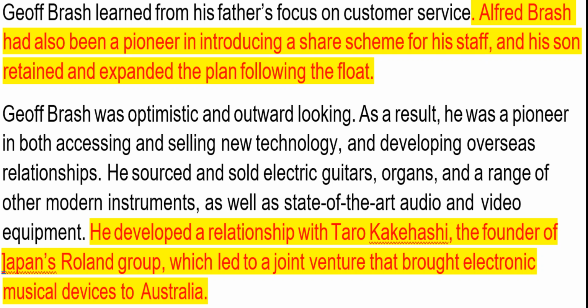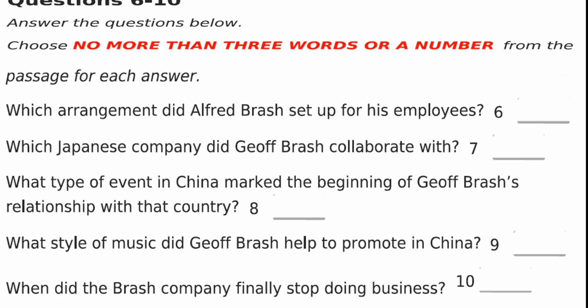We actually should focus on the similar words. Staff is equivalent to employees. Introduce, in this case, means set up. It's mentioned that Alfred Brash introduced a share scheme for his staff, which means the arrangement Alfred Brash set up for his employees was a share scheme. Hence, share scheme is the answer.